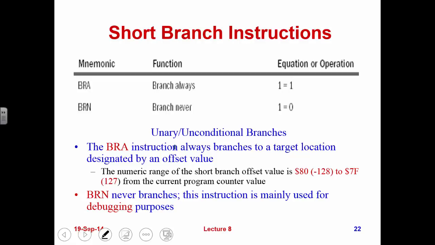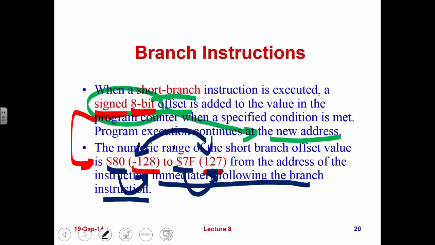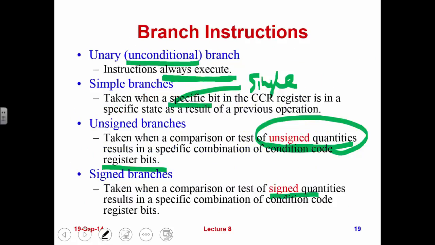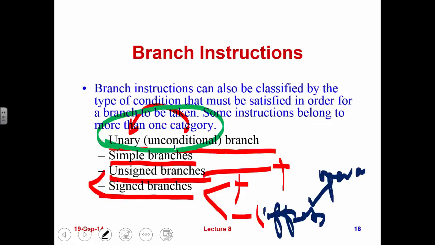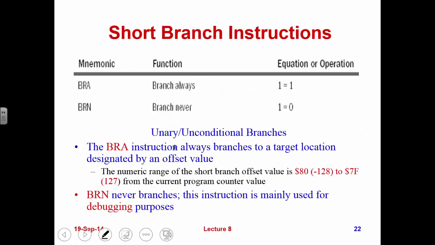So let's go see all these detailed branch instructions. Let's start from the first one. Here you go: the unary branch, the unconditional branch, the always branch. Even though it's called branch, the condition is always true. We have two: BRA is branch always, and BRN is branch never. Branch never means we never branch. The condition is never met.